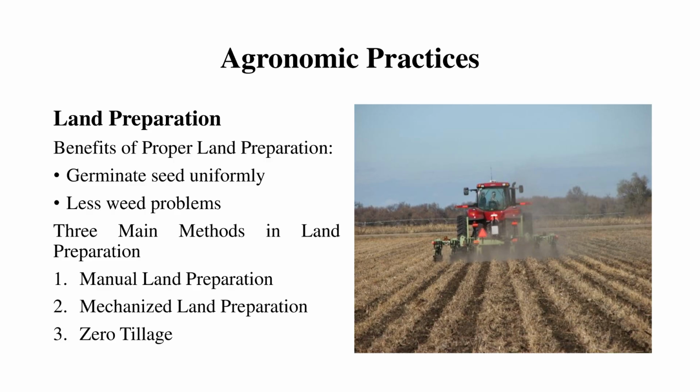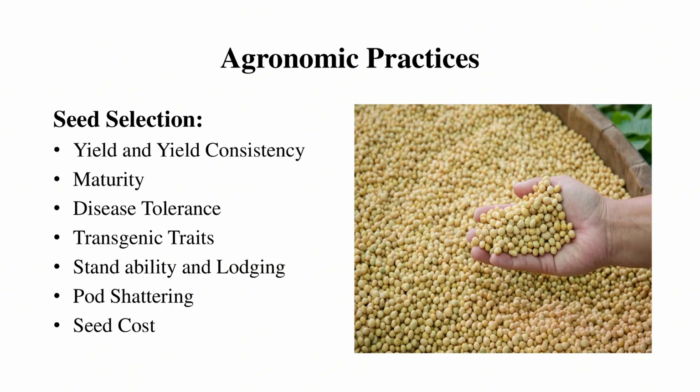For the second agronomic practice, we have seed selection: yield and yield consistency, maturity, disease tolerance, transgenic traits, standability and lodging, pod shattering, and seed cost.